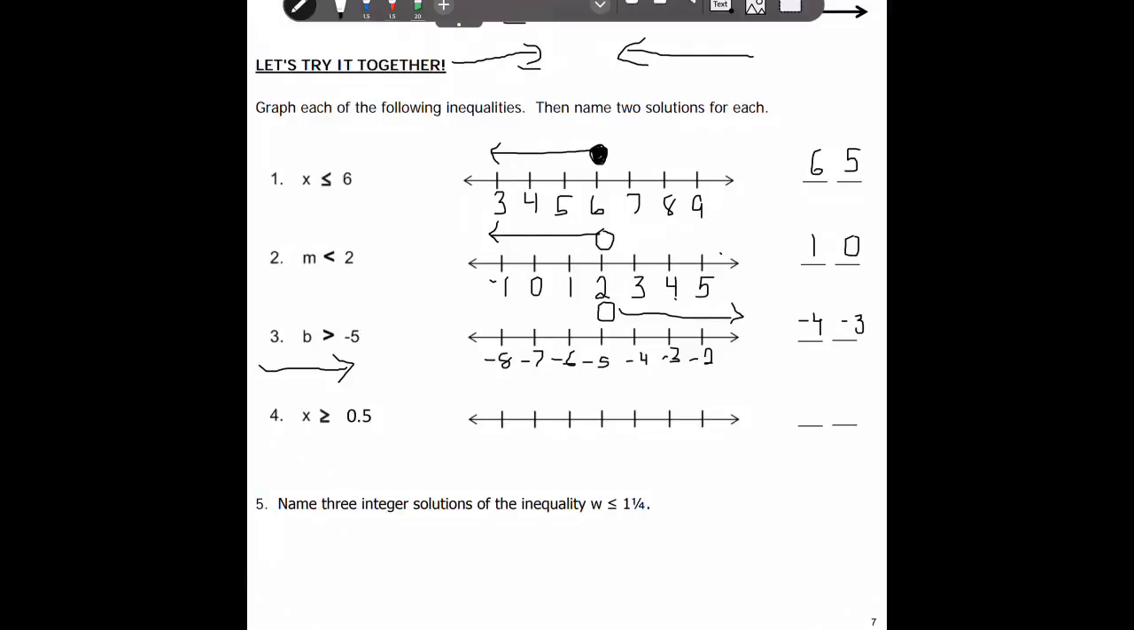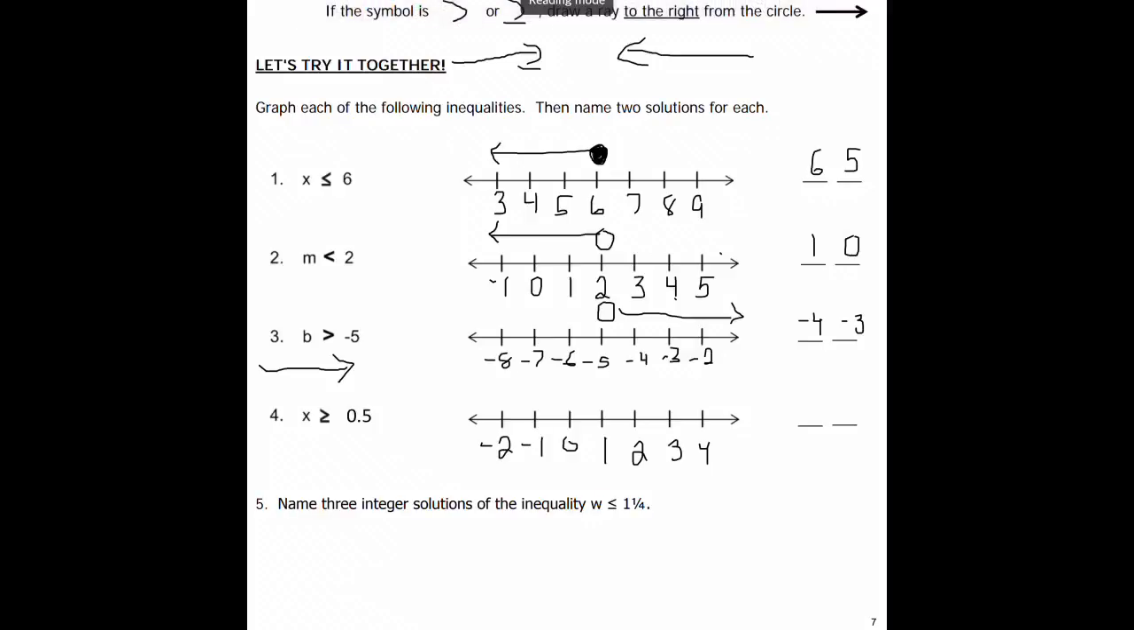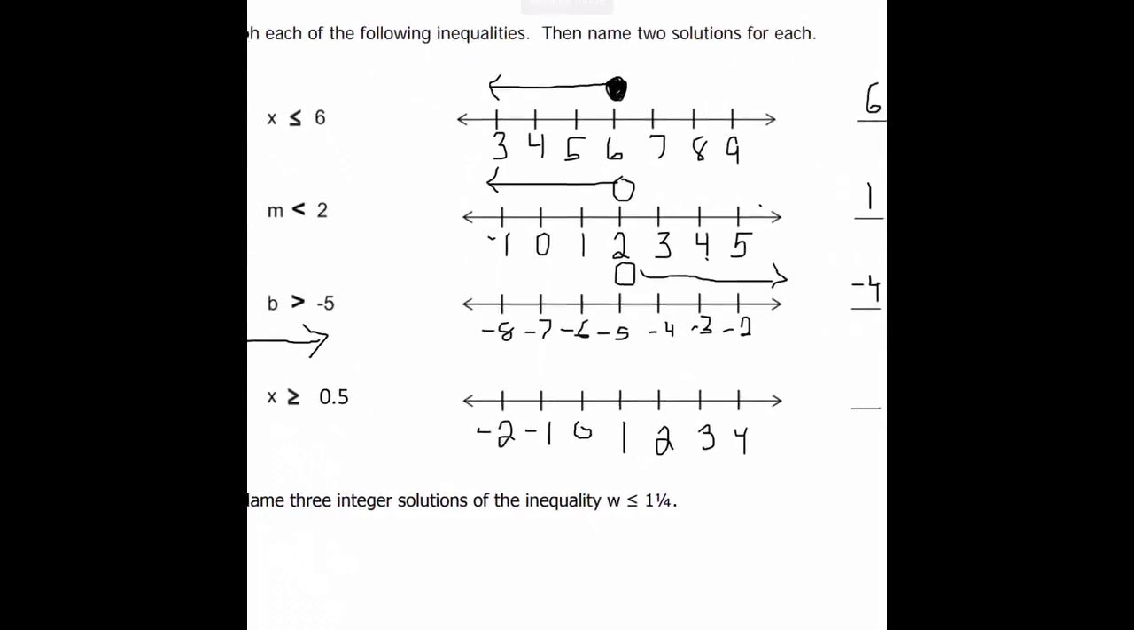Number 4, x is greater than or equal to 0.5. Interesting. I'm still going to use whole numbers on my number line, so I'm going to start with 1 in the middle and fill in some values here. I'm actually going to zoom in to make this more efficient.